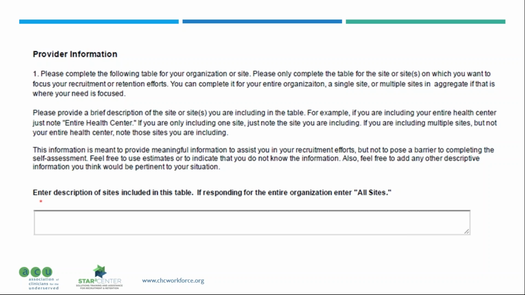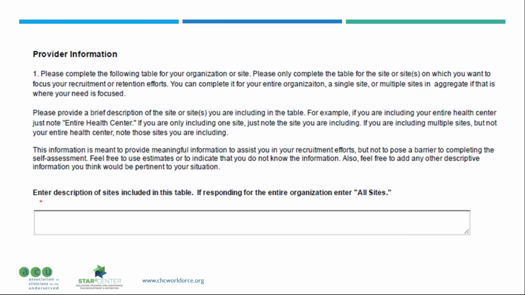Under provider information, again, we're asking for the sites. This may seem redundant, but in this case, you may have said 3 sites before that you were concerned about, but maybe you only have the data for 1 site for the provider information. So we'd like you to tell us in this cell, for the rest of the assessment, what data you are giving us? Because we do some ratios and do some things with the data to help assess what your needs are.